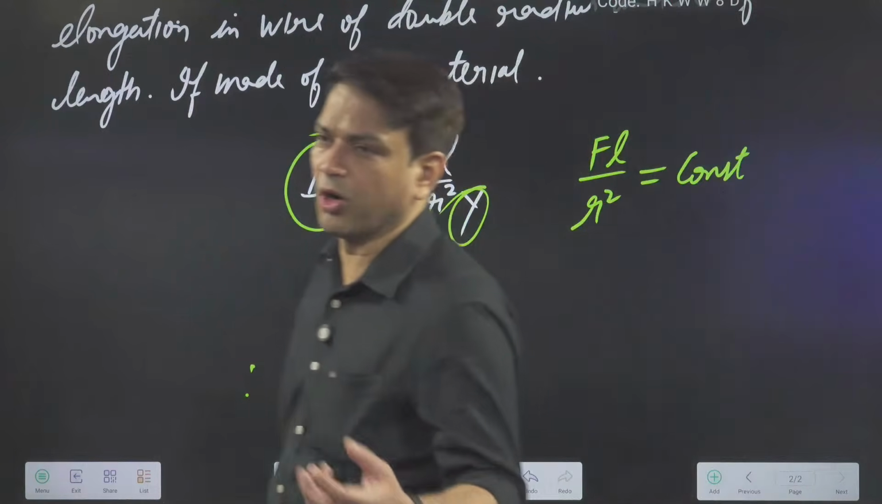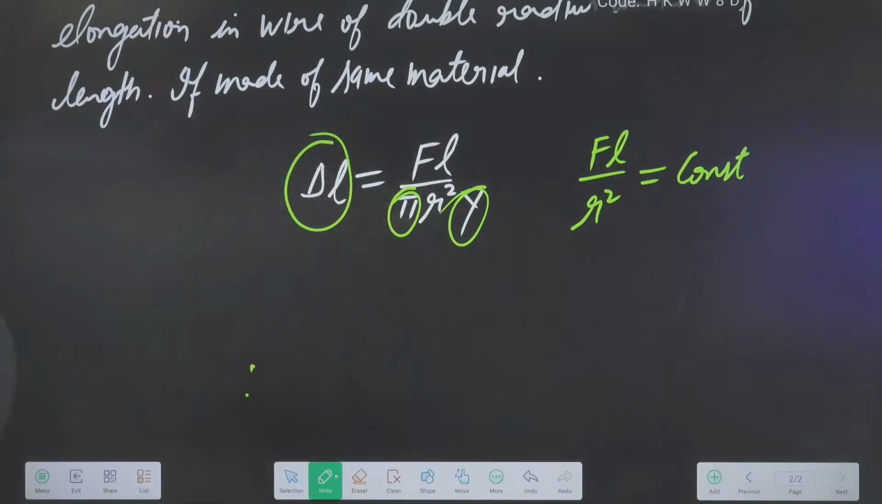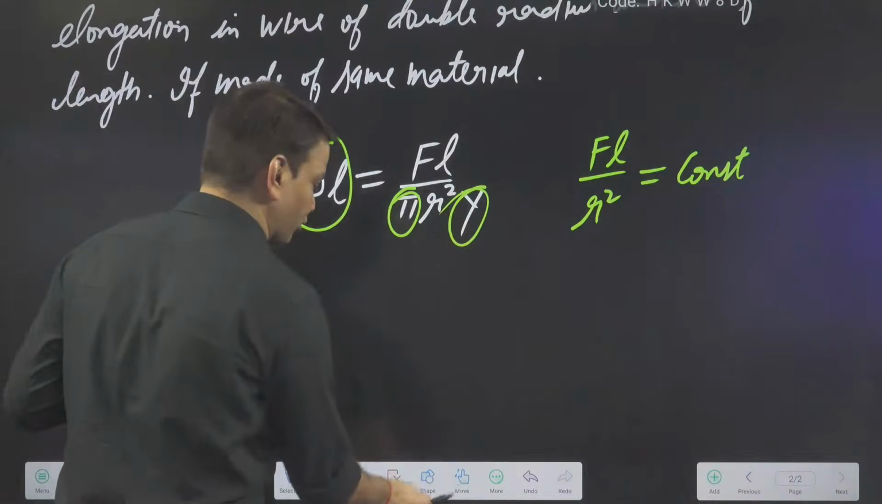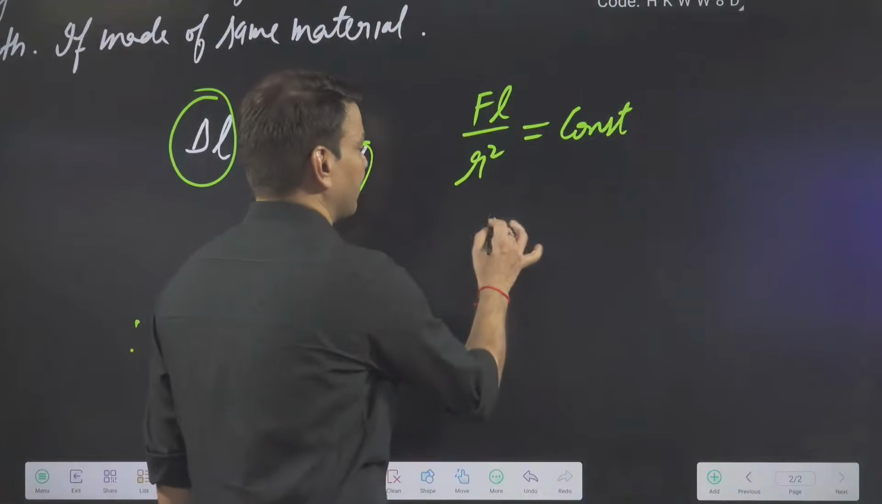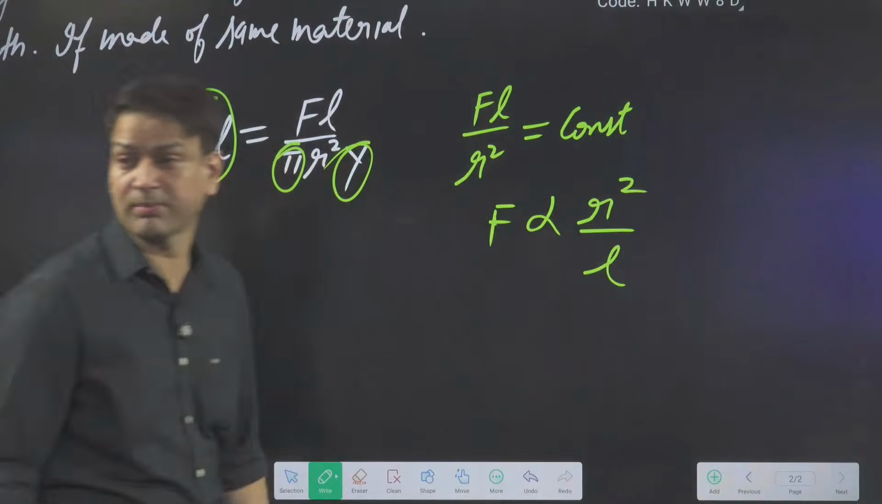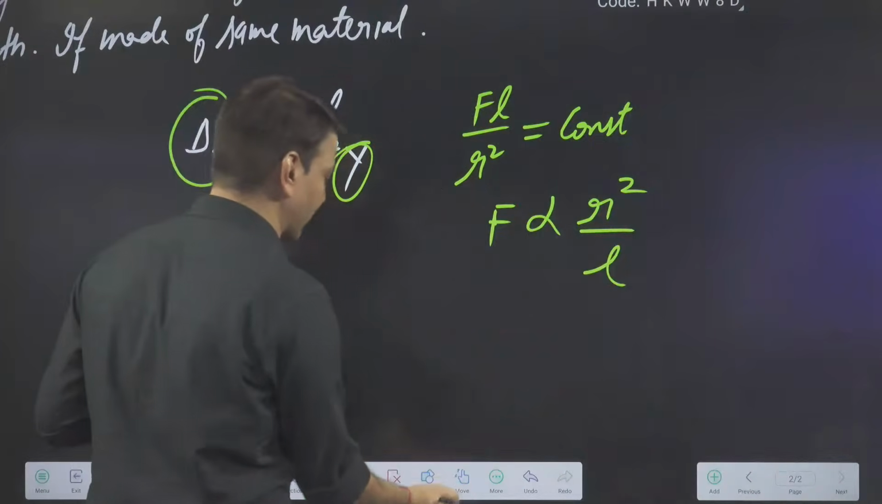Now either you can do F1 L1 by R1 square is equal to F2 L2 by R2 square. Otherwise you can use the proportionality. F is directly proportional to R square by L. Now from that also you can get the answer.